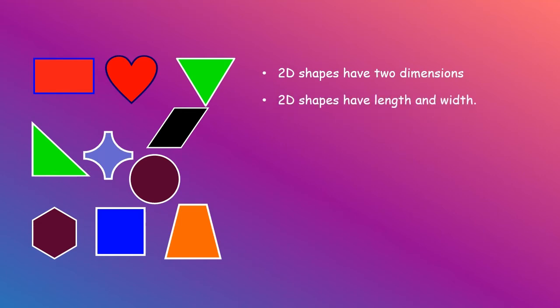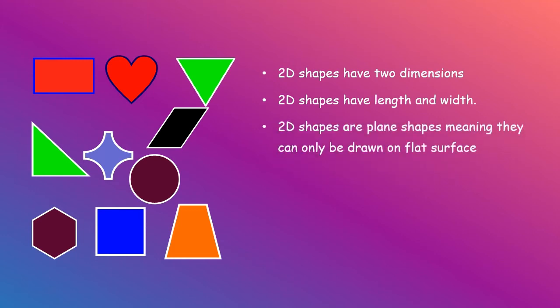First of all, the name 2D comes from the term two-dimensional. What it means is that 2D shapes have two dimensions. Dimension simply means the direction in which something is measured. It can be height, length, or width. In the case of 2D shapes, we can measure only the length and the width.